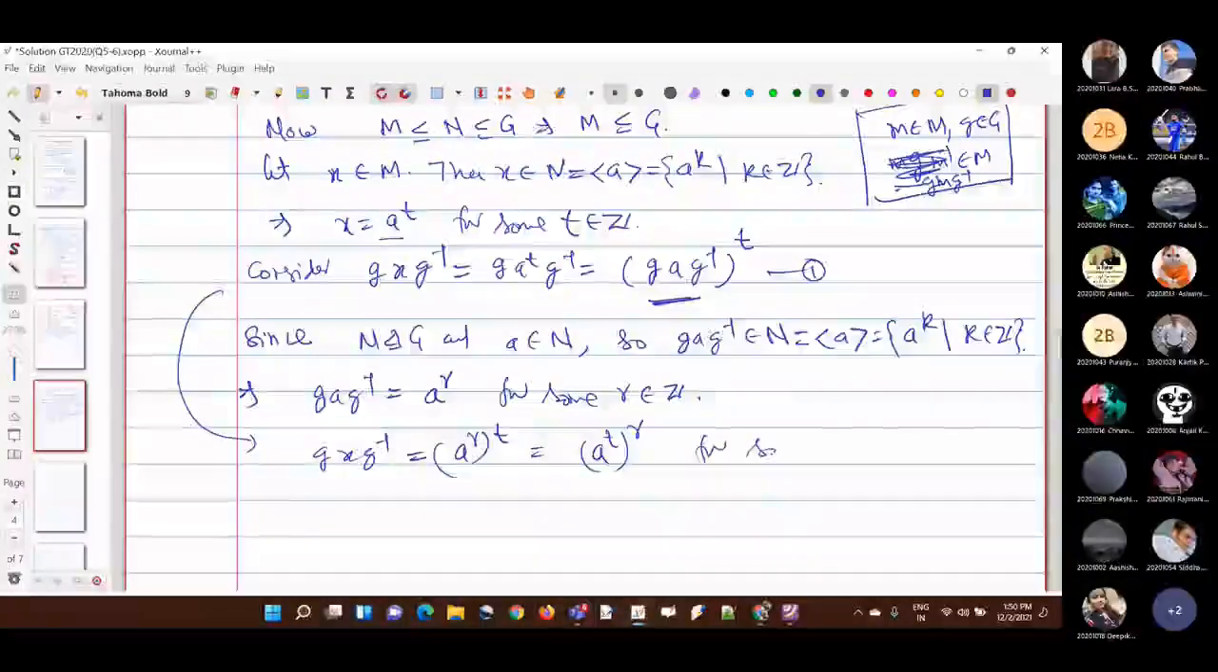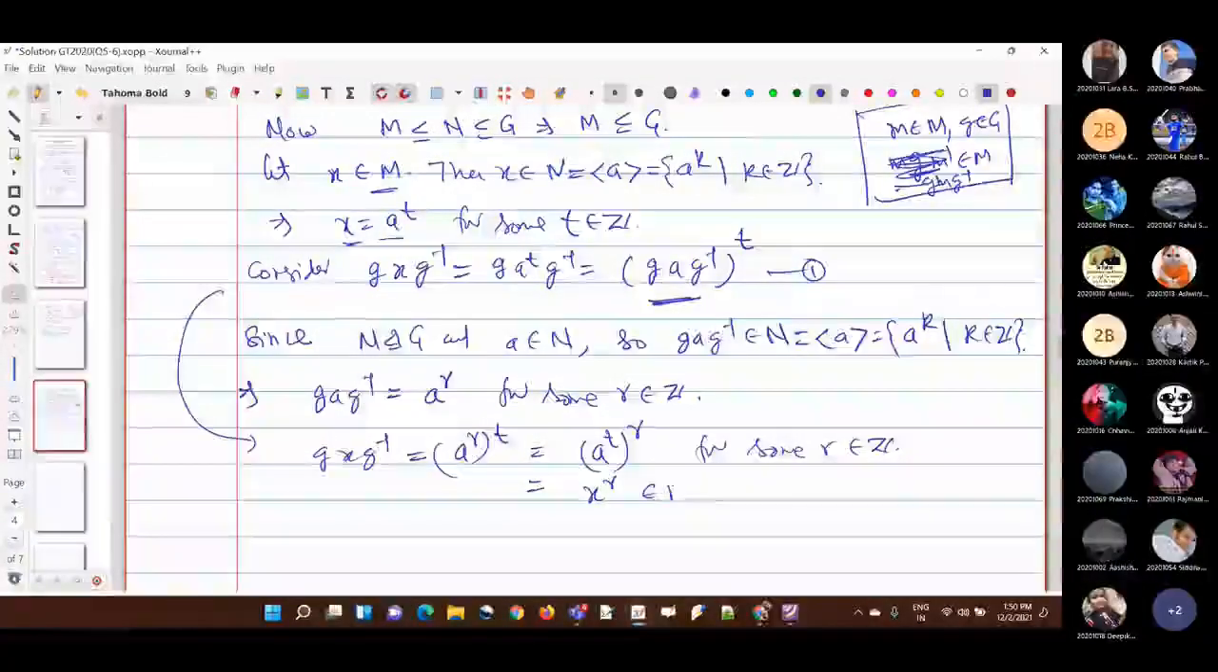For some r belonging to the set of integers. Okay, so now this is of the form what? A to the power of some power. Of course, a to the power t is what? x. So this is equal to x to the power r. And x is a member of M, and M is a subgroup.